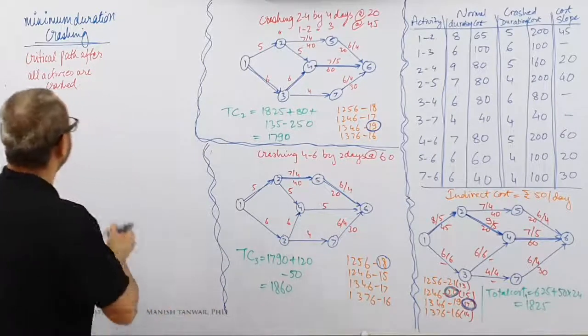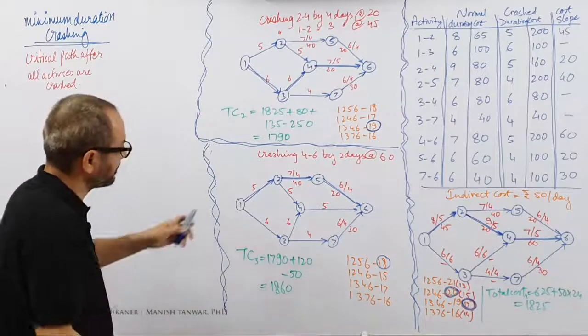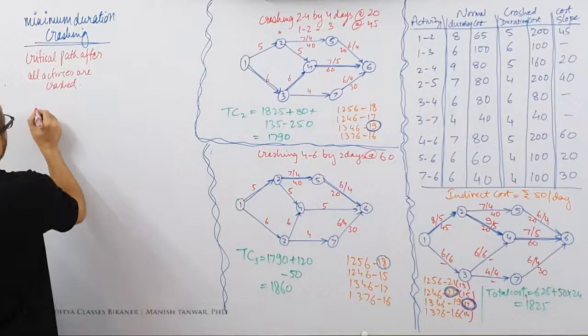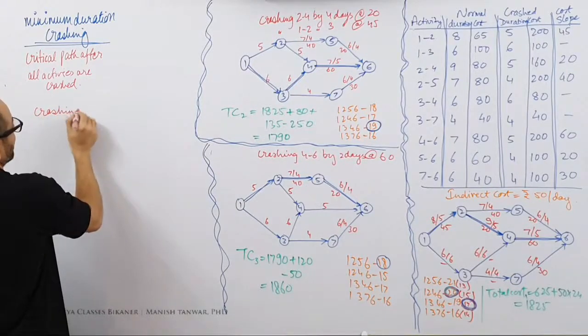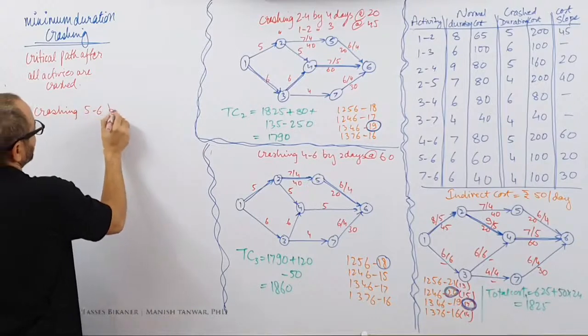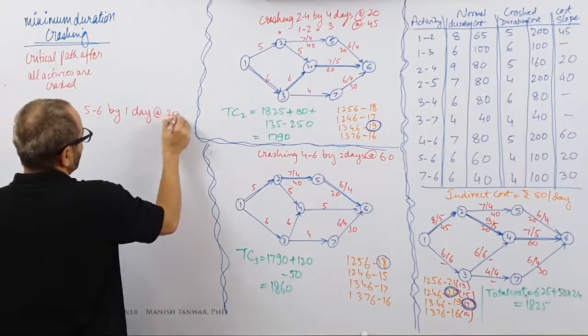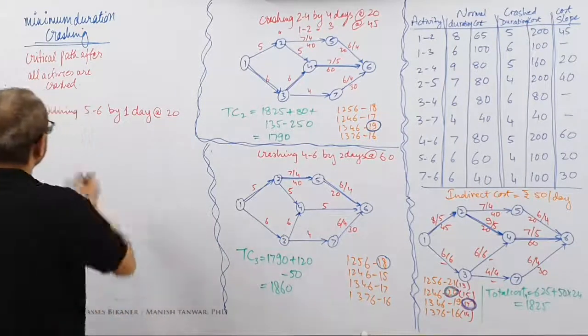I'll make a new network. I'll write down what I'm crashing. I'll crash 5, 6 by 1 day. Crashing 5, 6 by 1 day at rate of 20 per day.